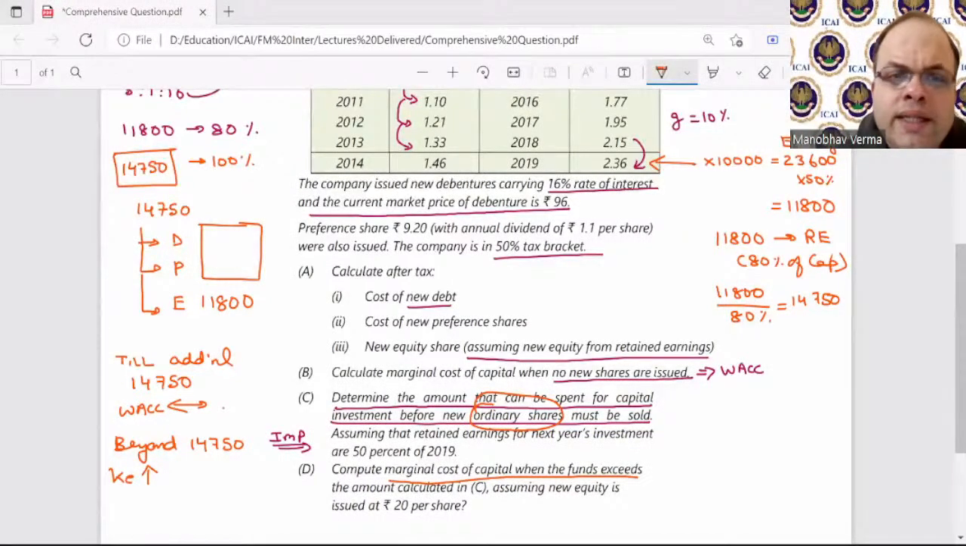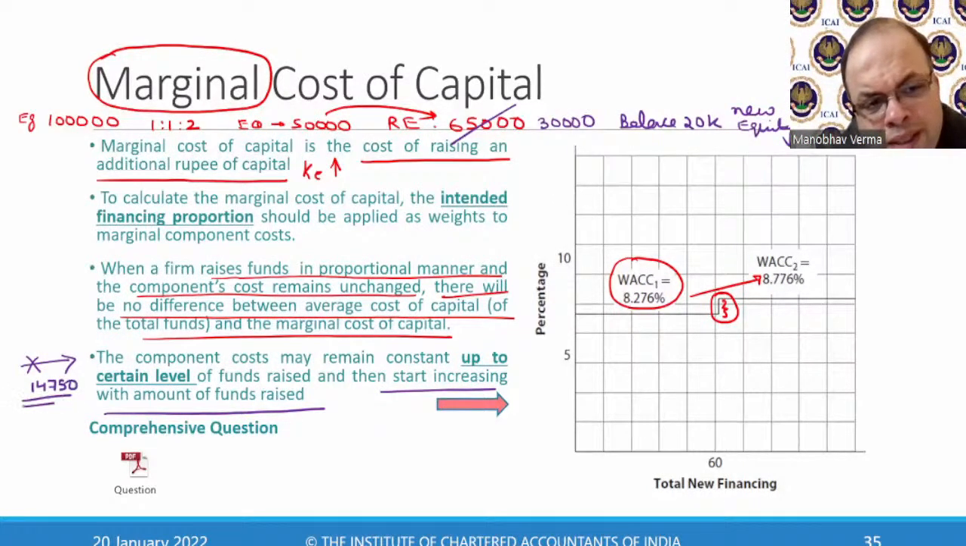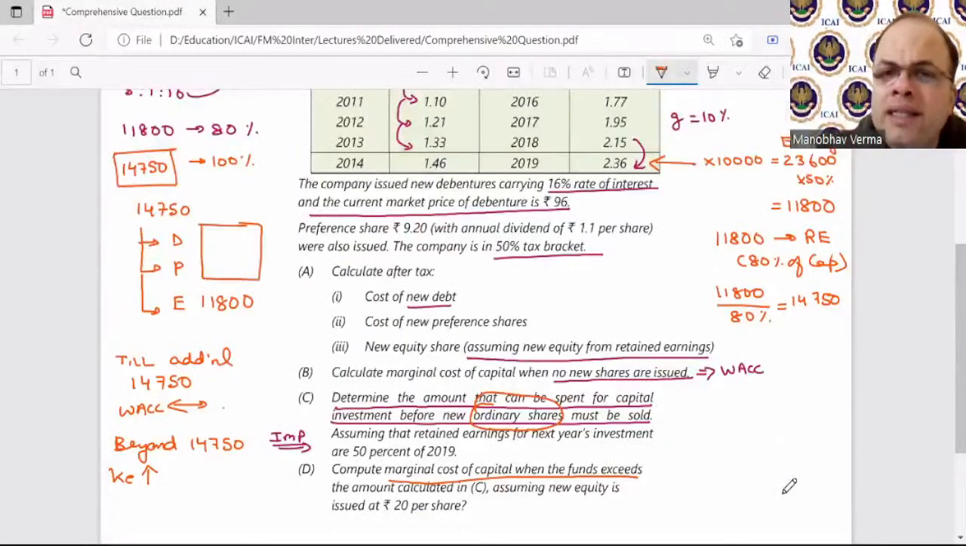I want you guys to read this point, the last point. The component cost may remain constant up to a certain level of funds raised and then start increasing with the amount of funds raised. So that means till 14,750, there was no WACC hike. My WACC was the same. Beyond this, my WACC will increase because I will be raising fresh equity, guys. And that's what the question is. How much will be my WACC? How much will be my marginal cost of capital? So let's calculate that also.